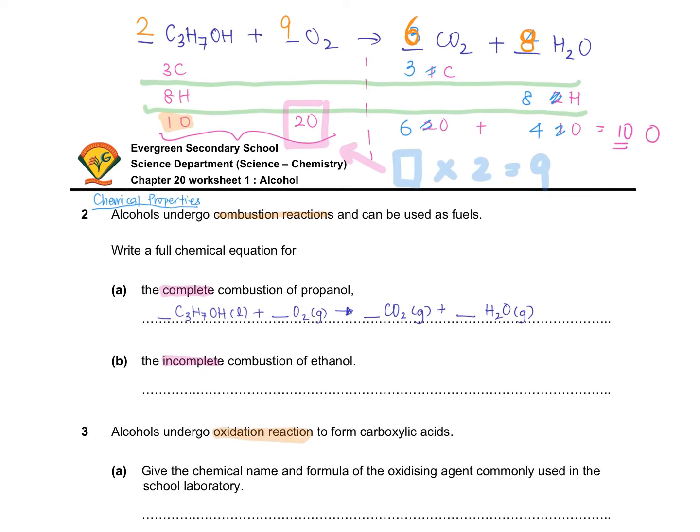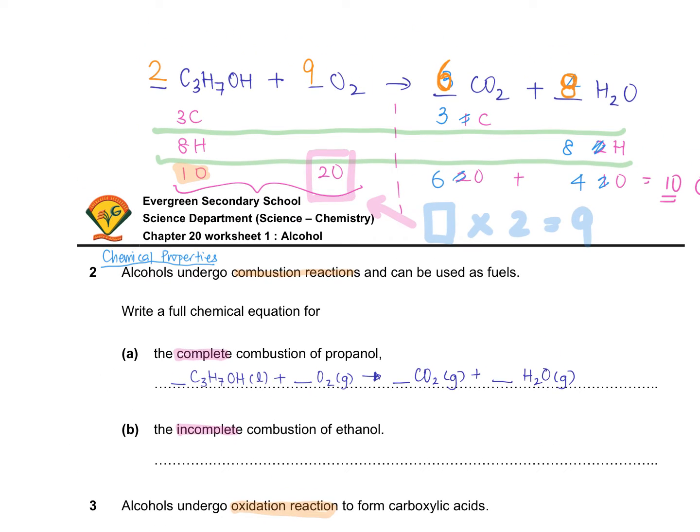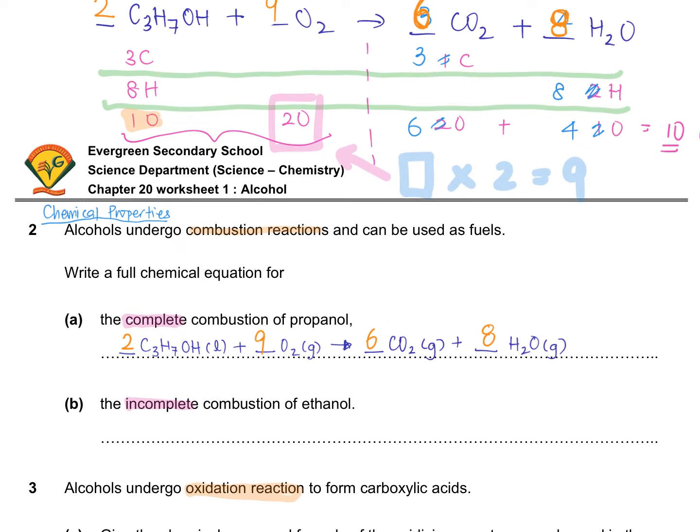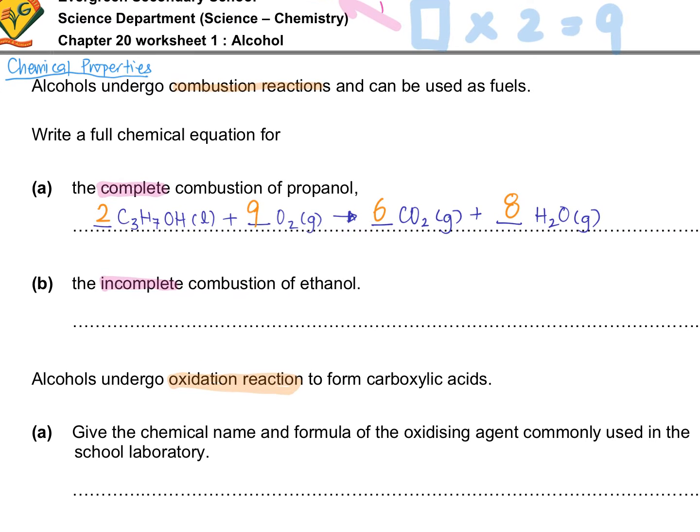Okay? So I've done your A for you. Later you try your B, can? So 2, 9, 6, 8. Okay, but for 2, please take note, you're actually looking at incomplete combustion of ethanol. Okay, you're looking at incomplete combustion of ethanol. So now your equation will look something like this instead.